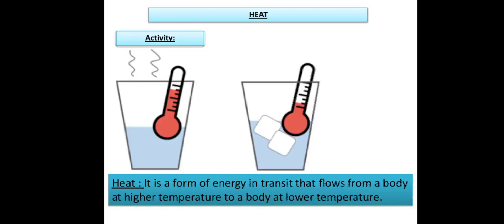After a while, what you will see is that in the thermometer placed in the hot water, the level of mercury rises above the normal level, whereas in the thermometer placed in the cold water, the level of the mercury column decreases below the normal level.